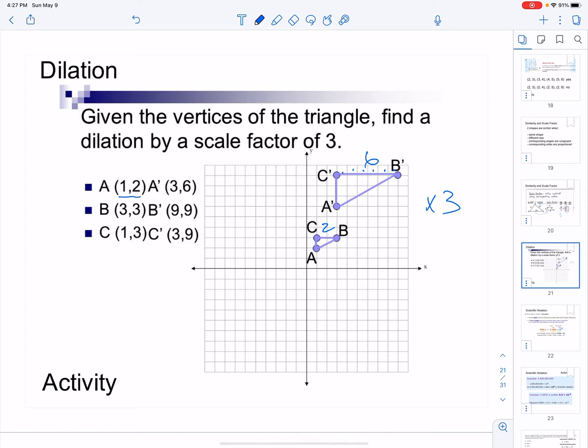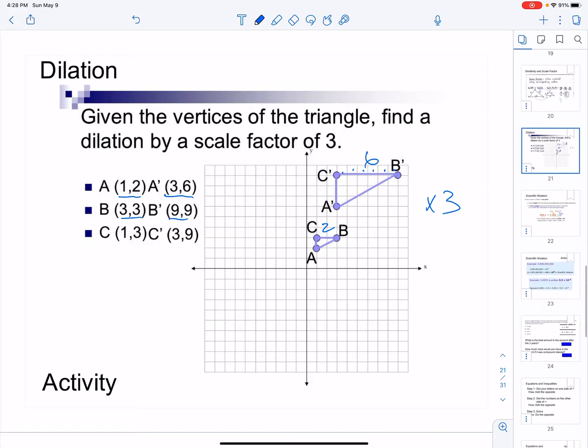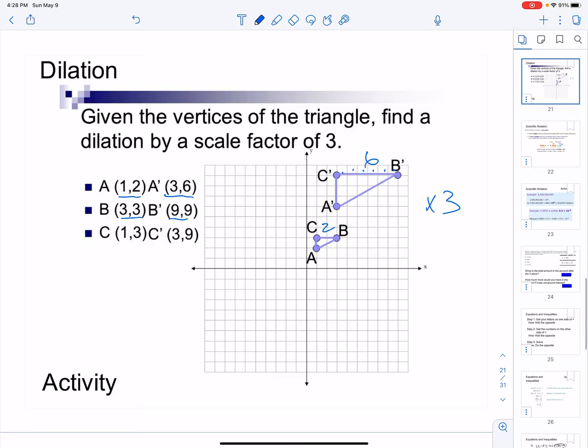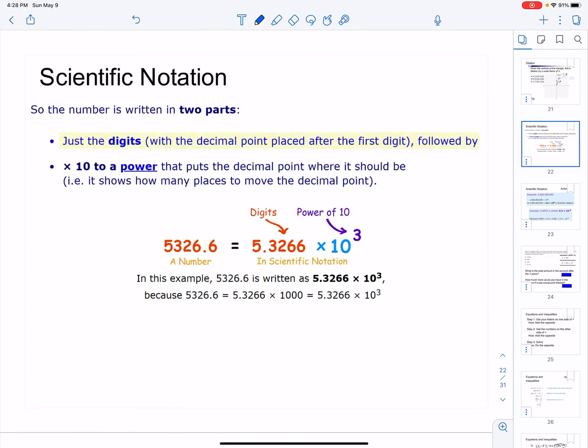You can also look at that in terms of the coordinates. What did I do to each of those coordinates to get the new ones? 1 and 2 to get 3 and 6, I multiplied by 3. 3 and 3, 9 and 9, multiplied each of those numbers by 3. So that's how we're talking about a dilation. Remember, dilation is the only transformation that affects congruency. The only one. All the others, this figure will be congruent, but in a dilation it won't be.